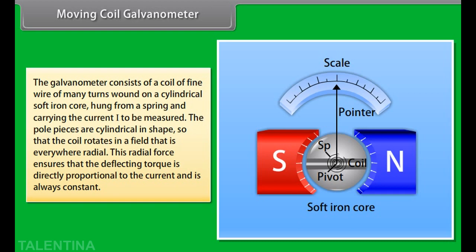The pole pieces are cylindrical in shape so that the coil rotates in a field that is everywhere radial. This radial force ensures that the deflecting torque is directly proportional to the current and is always constant. Parameters of moving coil galvanometer.